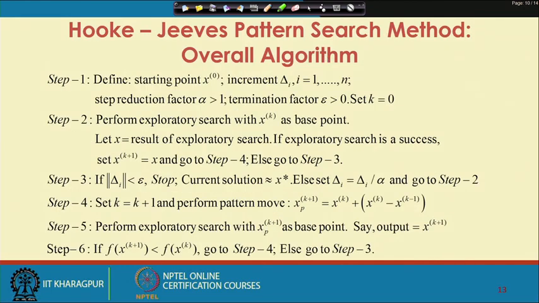Now, the overall algorithm will be as follows. In step 1, you do initialization, where you define the starting point x 0, and define all the increments in all directions. Step reduction factor alpha, we consider a value greater than 1, so that we can decrease the step size. Termination factor epsilon, a small positive value, and set the iteration counter k equal to 0.